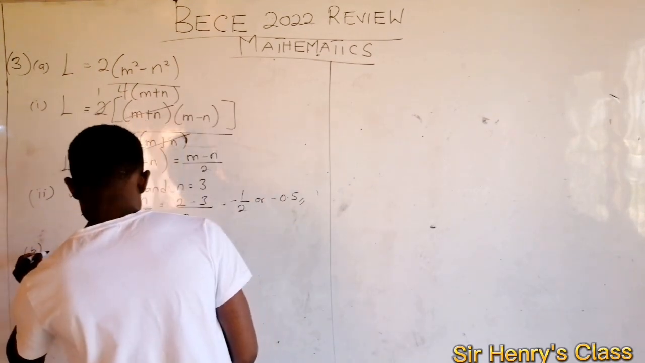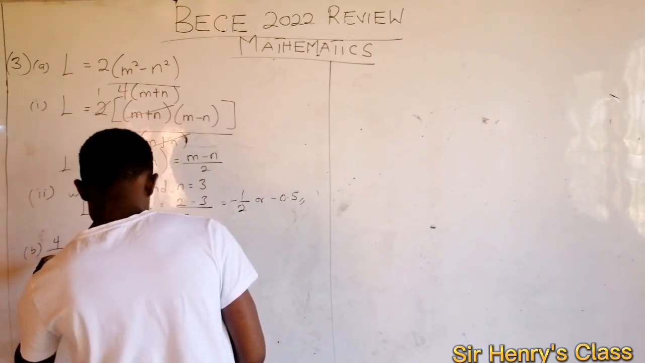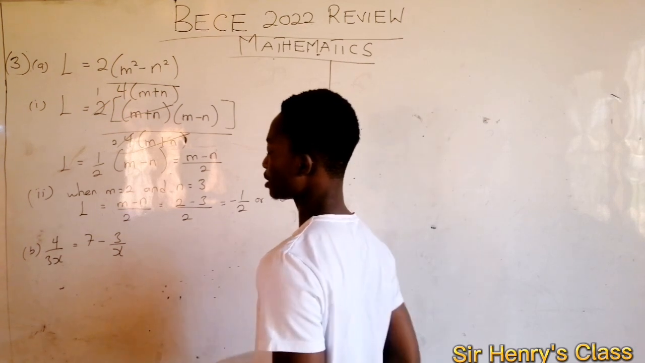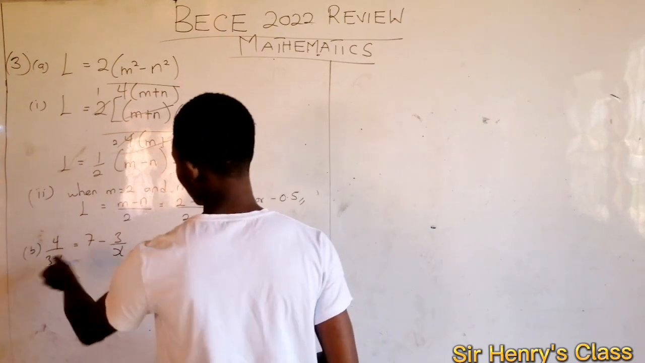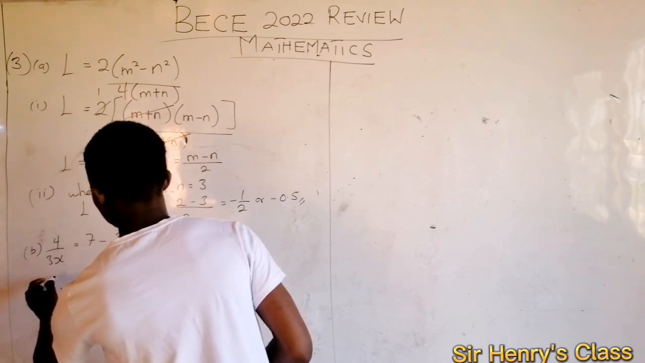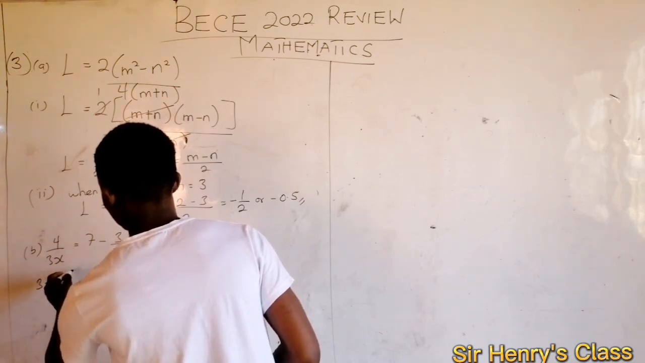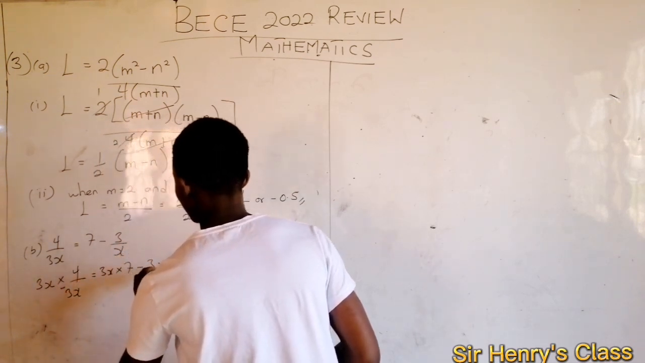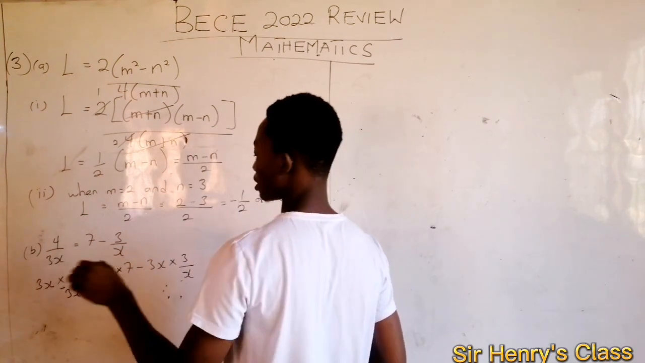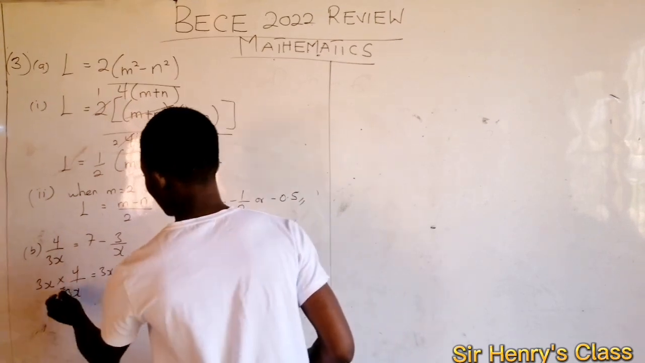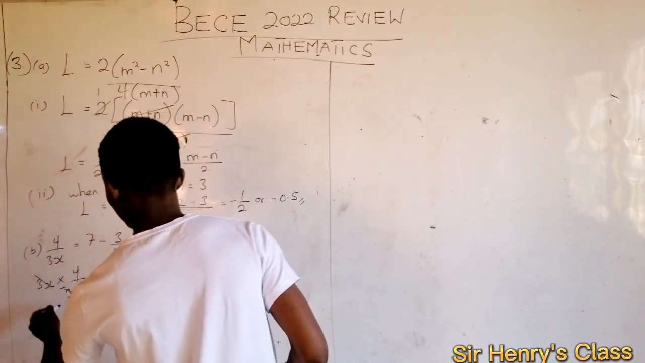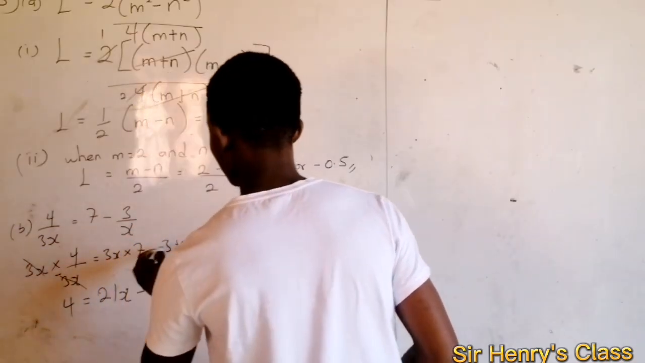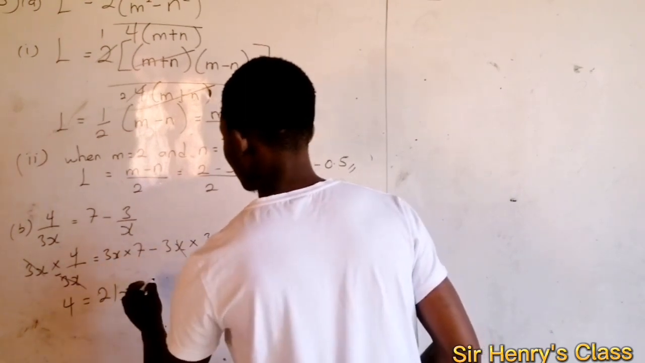B says we should solve 4 over 3x is equal to 7 minus 3 over x. Now we find the LCM. The LCM of 3x and x is 3x. So we multiply each of the terms by 3x. 4 over 3x is equal to 3x times 7 minus 3x times 3 over x. We cancel out common terms. So you have 4 is equal to 3x times 7, which is 21x, minus 3 times 3, which is 9.